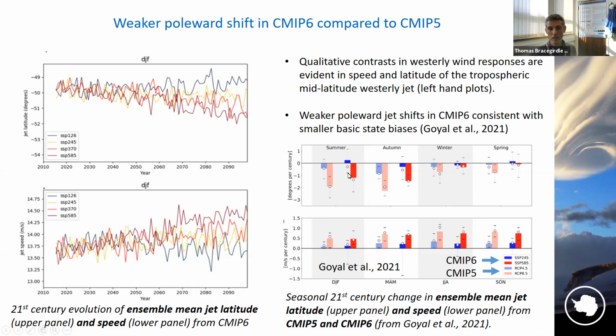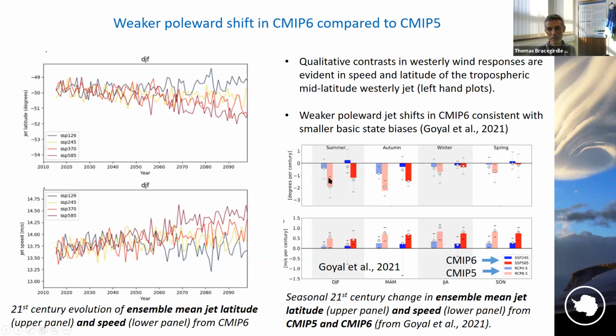Goyal et al. 2021 in their paper compared these indices for the CMIP5 and CMIP6 model ensembles, and they found that with the smaller bias in CMIP6, there was also a difference in the projections. So if you look at, it's quite a confusing plot this, but just home in on the latitude shift in summer is a good place to start.